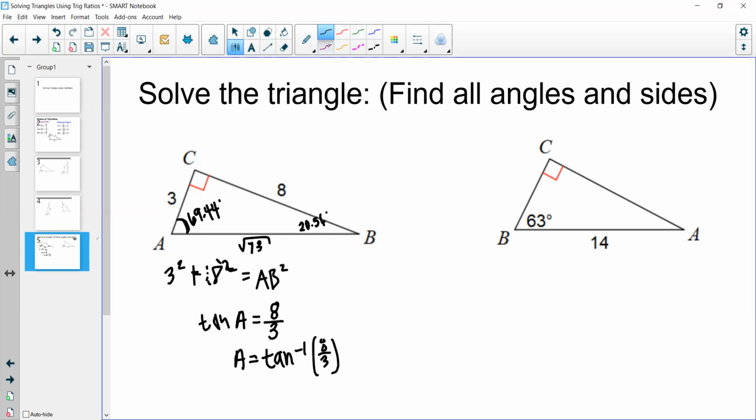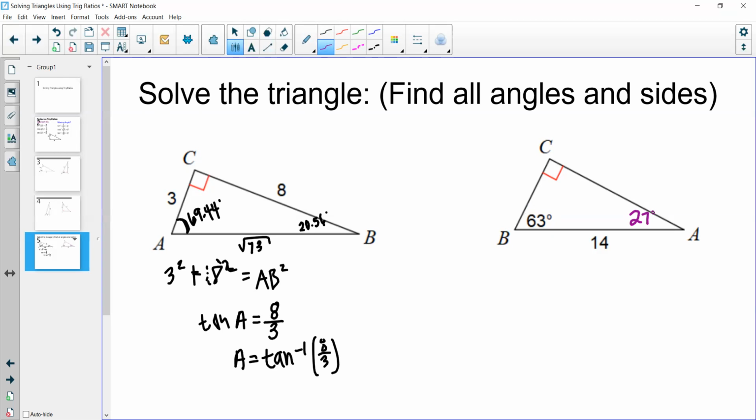Let's take a look at our other triangle and decide how we can solve this one or find all the angles and sides in it. Well, we know that we have a 90-degree angle and this angle is 63. As stated before, we know that the sum of the interior angles of a triangle add up to 180. So the 63 plus the 90 only equals 153, which means our other angle is going to have to be a 27-degree angle.